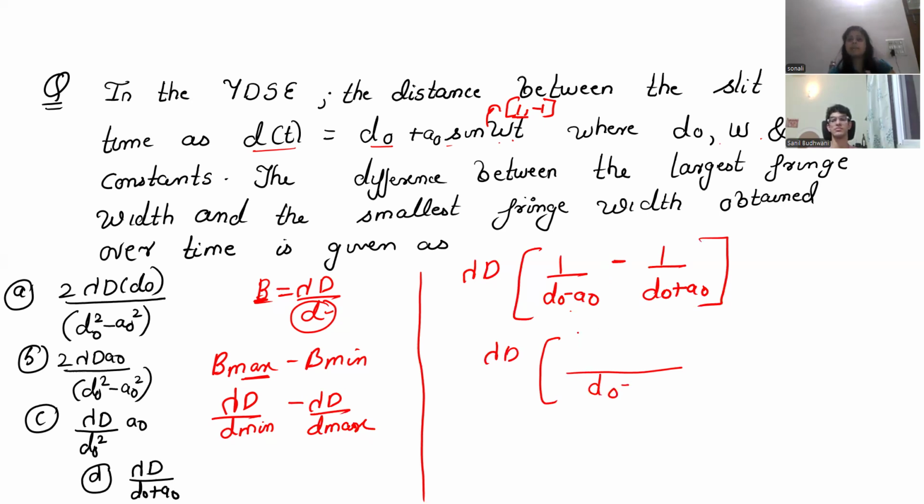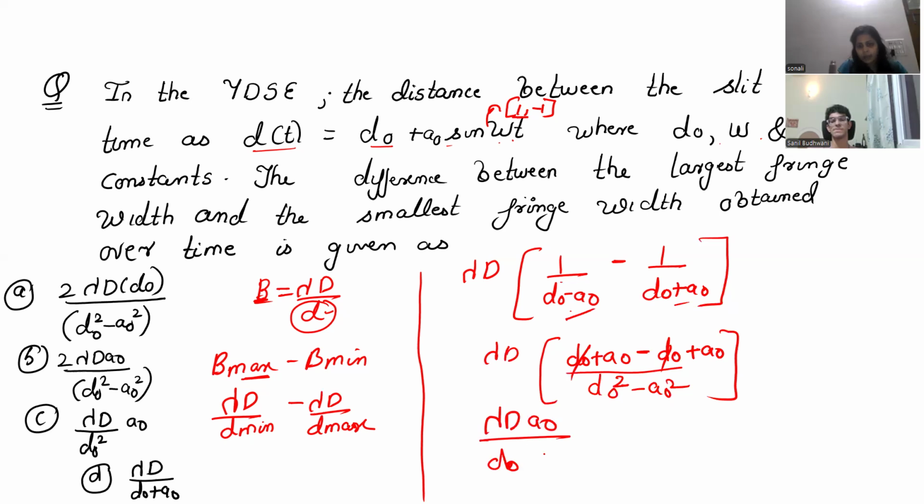This will give you (a - b)(a + b), so a² - b², so d₀² - a₀². In the numerator you will multiply, (d₀ + a₀) minus (d₀ - a₀). The d₀ will get cancelled. So the answer is λD a₀ upon d₀² - a₀², so we are having option B correct. Have you got it? Yes, sir.